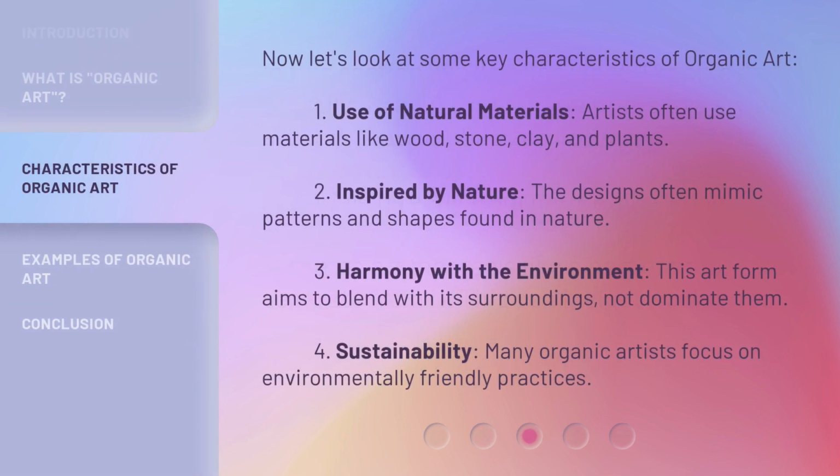Now let's look at some key characteristics of organic art. 1. Use of natural materials. Artists often use materials like wood, stone, clay, and plants. 2. Inspired by nature. The designs often mimic patterns and shapes found in nature. 3. Harmony with the environment. This art form aims to blend with its surroundings, not dominate them. 4. Sustainability. Many organic artists focus on environmentally friendly practices.